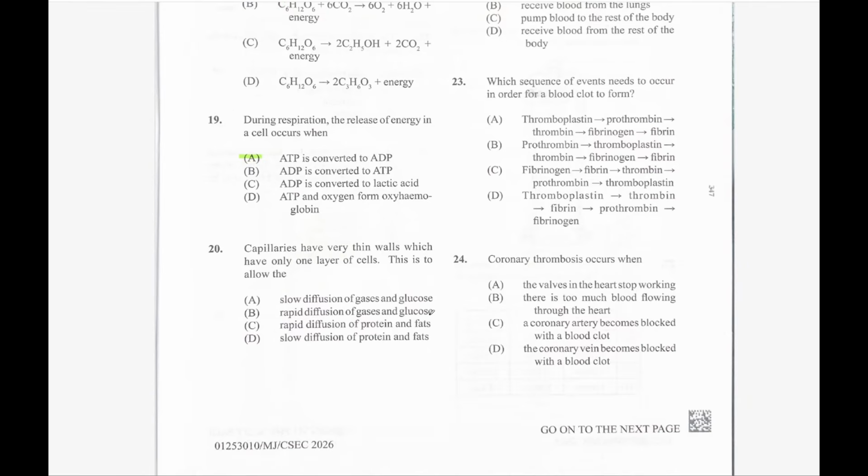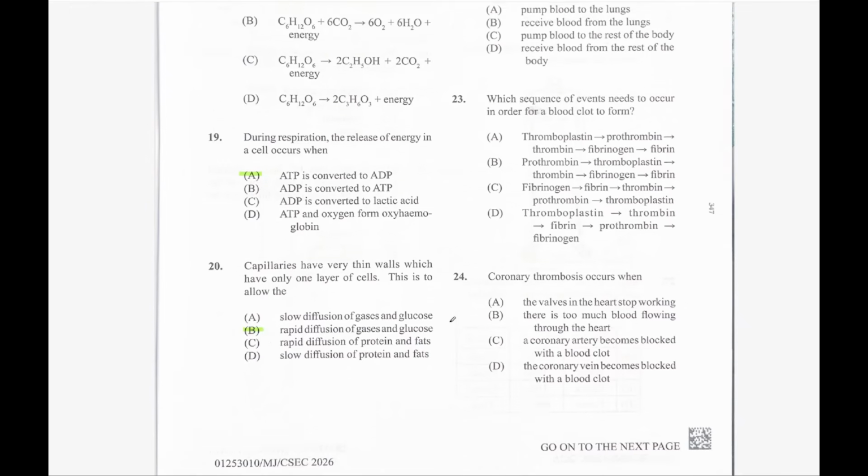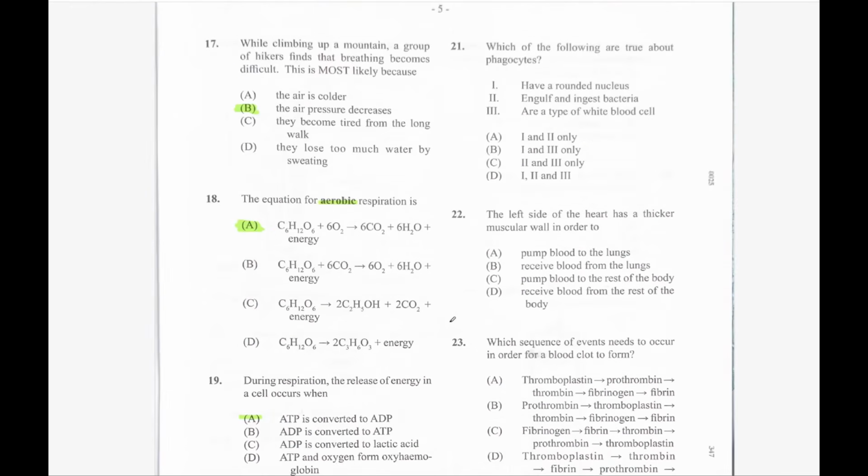Question 20. Capillaries have very thin walls which only have one layer of cells. This is to allow the rapid diffusion of gases and glucose. B is the answer for question 20.